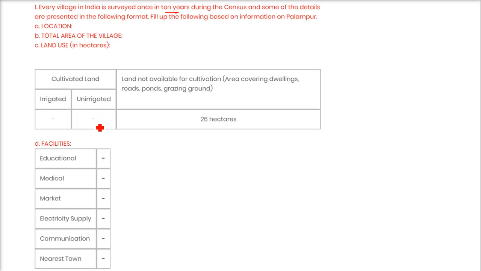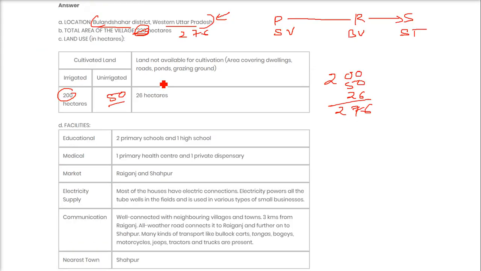Then we have the land use. This is irrigated, unirrigated. So you can just give any number. As we have given this 200, you can give 50. You can leave this also, and you just have to add and then write. Now the facilities here. Facilities, educational. There are 2 primary schools and 1 high school in Palampur. 1 primary health center in terms of medical, and 1 private dispensary is there.